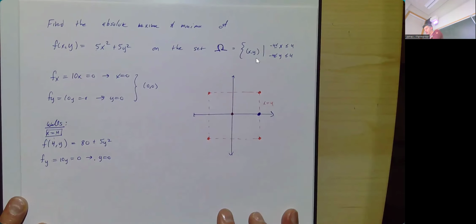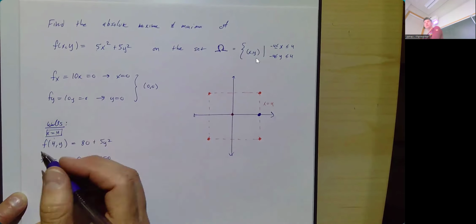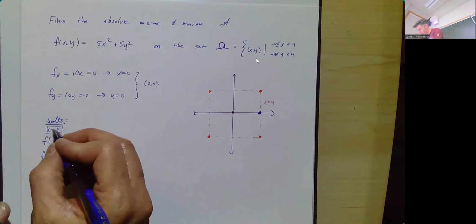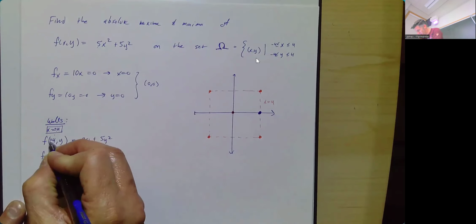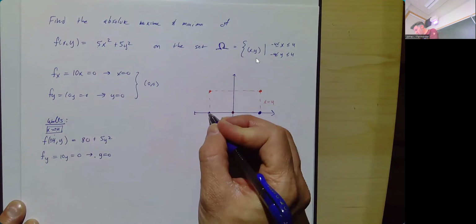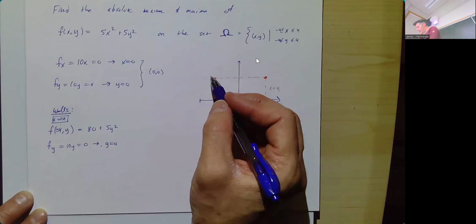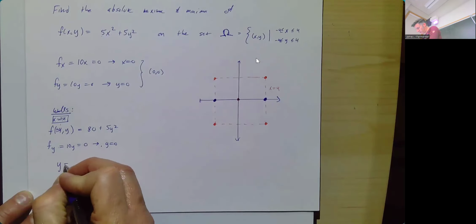In a similar way, this also would have been true if x was -4, right? It wouldn't have mattered if x is +4 or -4. I still would have gotten the same values here. So this is also a potential maximum there. And then my other walls are y equal to 4 or y equal to -4.